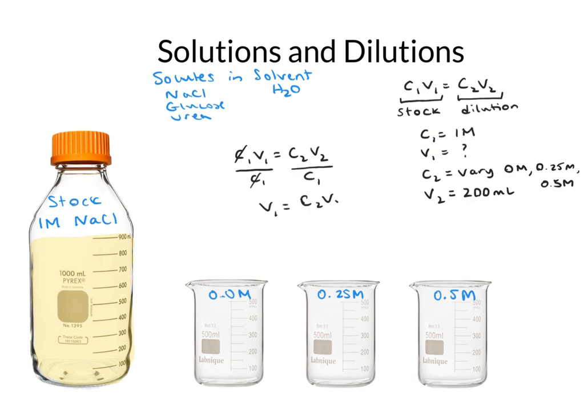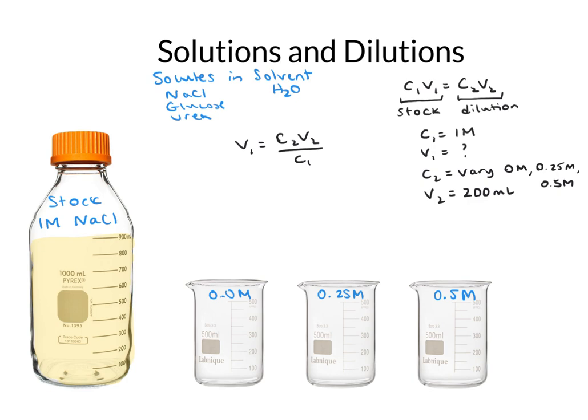So the equation we're going to work with is C2V2 over C1. Okay, so I'm going to get rid of this. We need a little more space. We're going to get rid of this. And let's scooch this up a little bit so that we've got space to work.